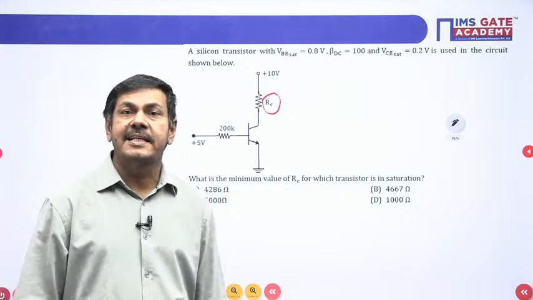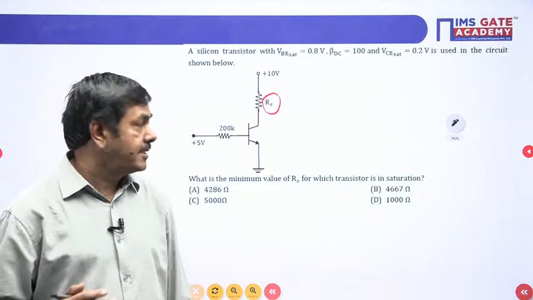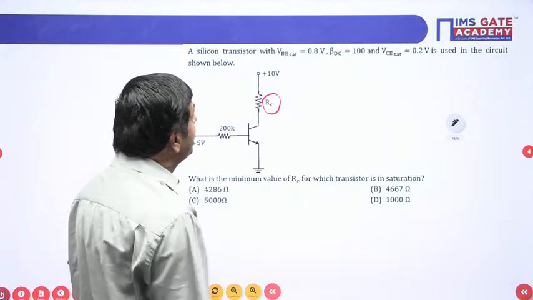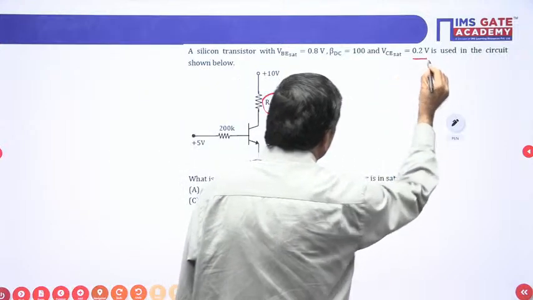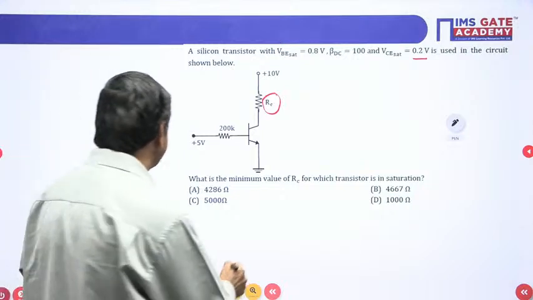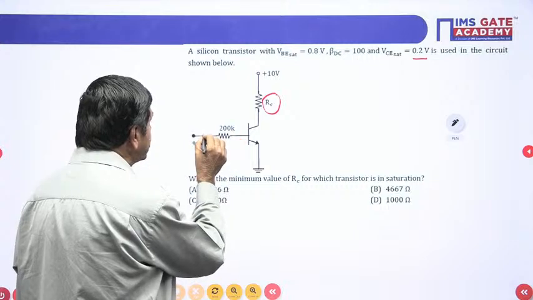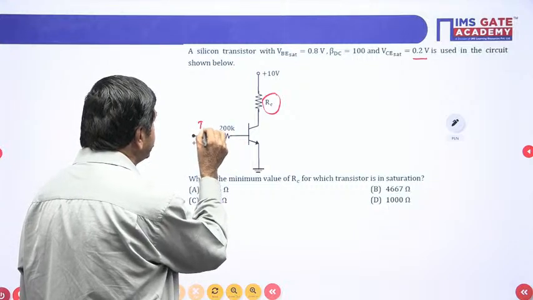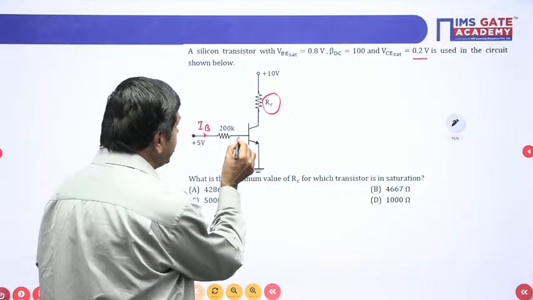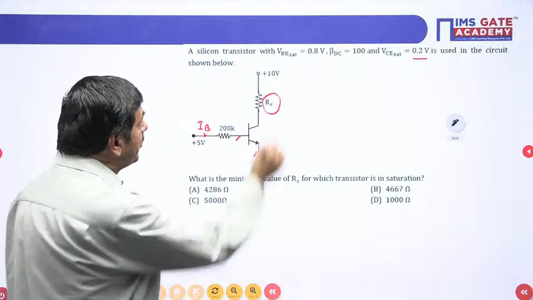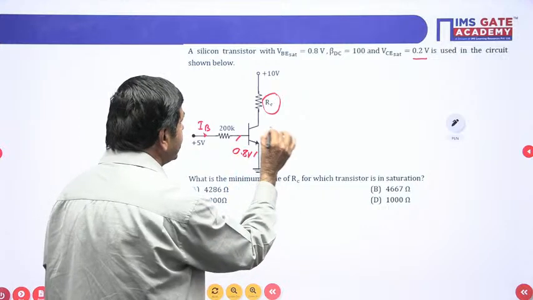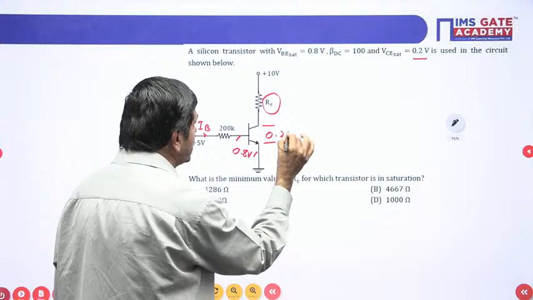Once the transistor reaches the saturation state, the voltage across collector to emitter is 0.2 volts, as given clearly here. Now, how to find out this RC? The current which is passing through this 200K, I wish to take it as the base current. The voltage across base and emitter is given in the problem as 0.8 volts. Collector to emitter voltage is given as 0.2 volts.